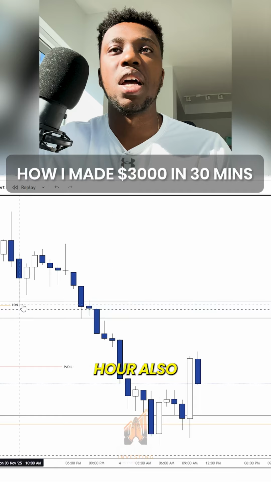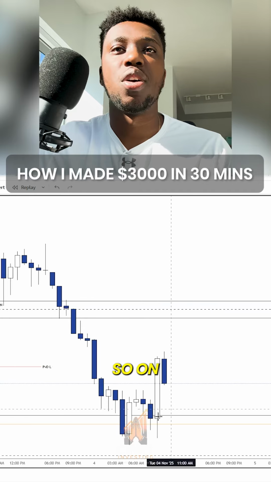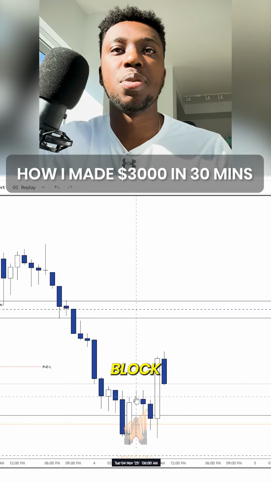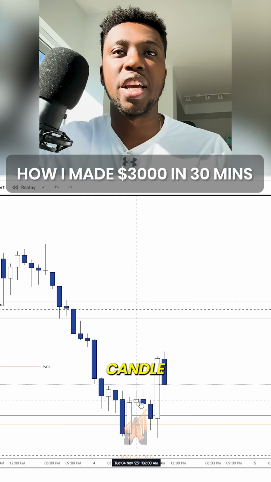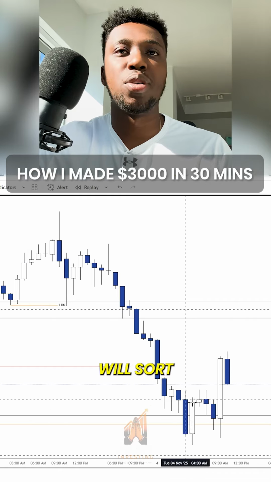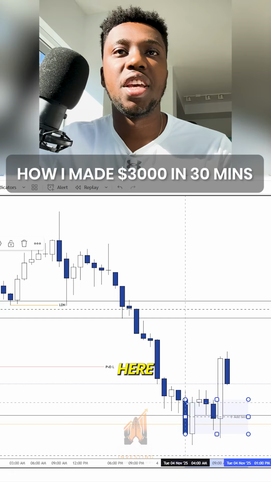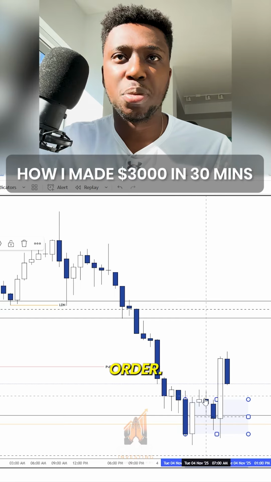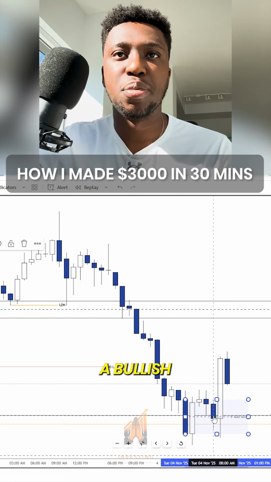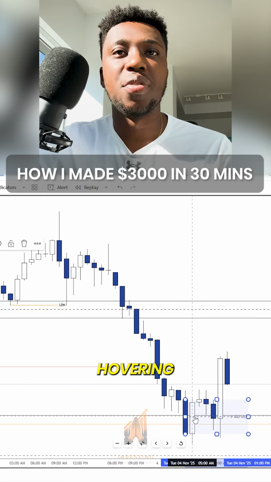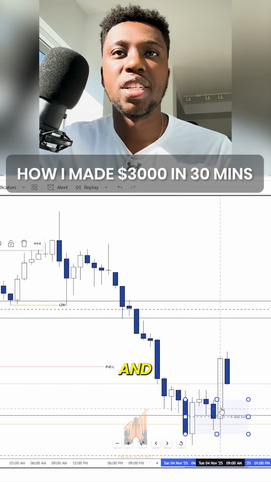Now I want to confirm that the 1 hour also looks in line with that. So on the 1 hour here, we created this bullish order block. Once we passed the open of this bearish candle on this bullish candle, that created a bullish order block, rejecting away from that. And not only that, we've confirmed a bullish reaction from that because we are hovering around the mean threshold of that bullish order block and starting to expand away.